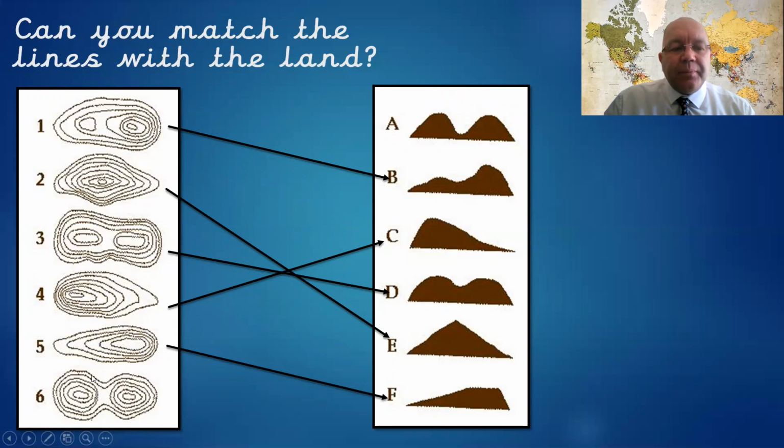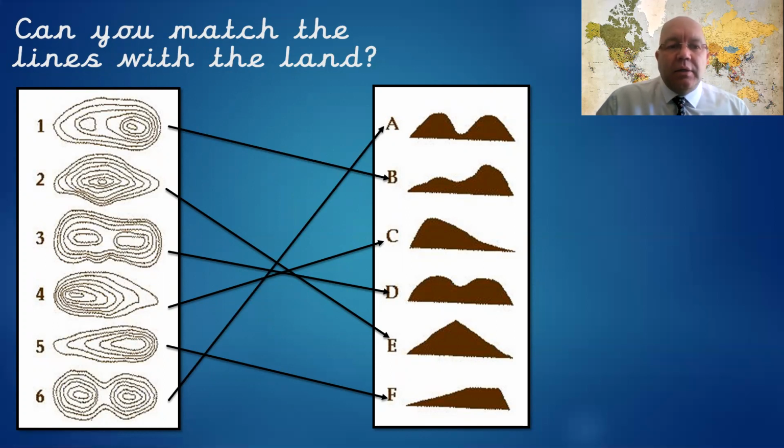And then 6, we've got 2 peaks, but each of the hills has got lots of contours, which means there's a big dip in between them. So on number 3, the 2 hills, there weren't a lot of contours. So it was quite a shallow valley in between. But this one, there's a lot of contours in each hill. So each hill is quite high with quite a deep valley in between. So 6 is matching with A.